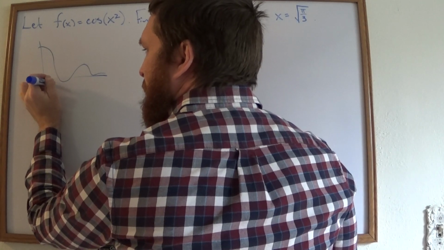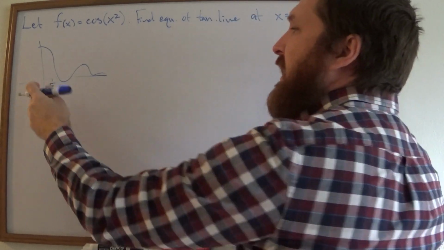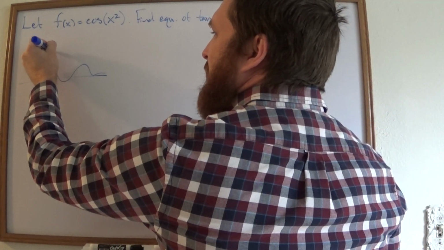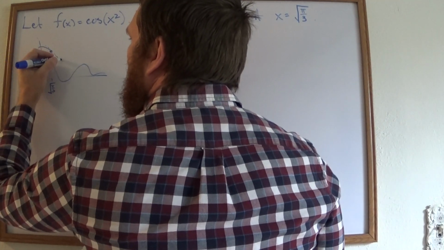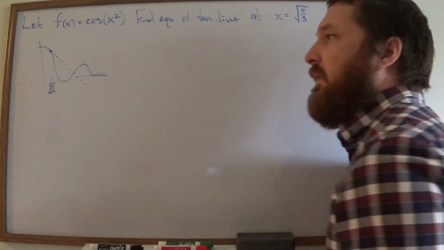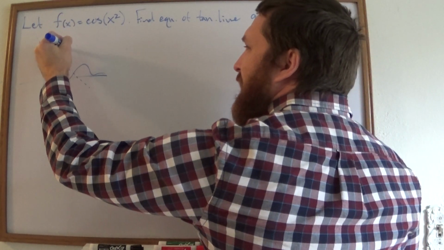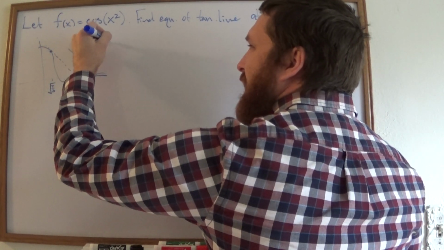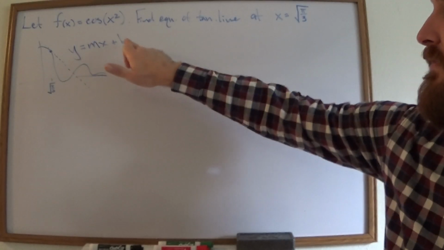I'm just going to say we're here at the square root of pi over 3, wherever that is, and we want to know what the tangent line is right here. In other words, find the equation of a line. Now I'm going back into Algebra 2 mode, and I'm going to say the equation of that line is y equals mx plus b. There are just two things we need to find: an m and a b.